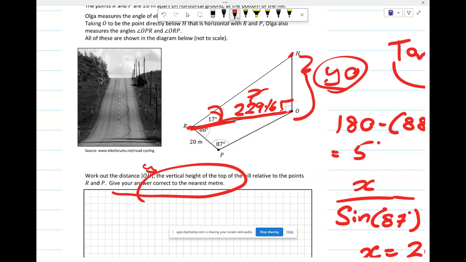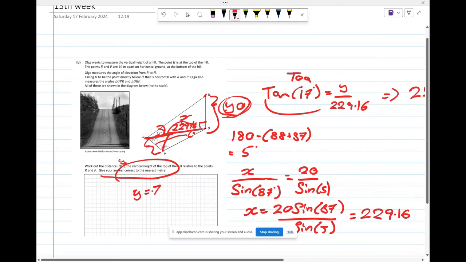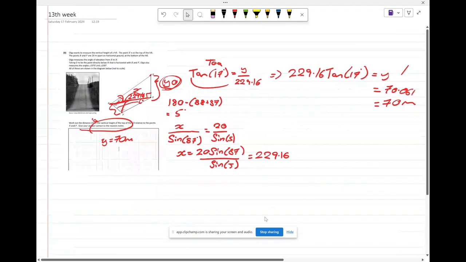And once we know we need the sine one, that means the only side we have, the opposite angle, we don't know, so we need to find that. So we need to find the angle, use the sine rule, find this side, then use SOHCAHTOA to find y. And our answer is going to be 70 meters. Perfect. So on to the next question.